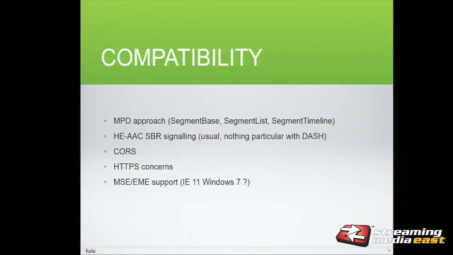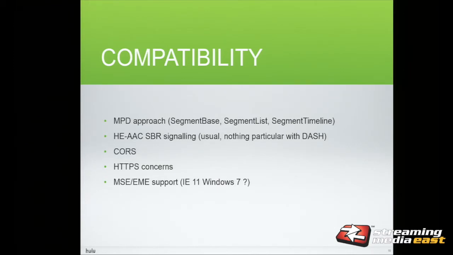Obviously, during integration, we encountered a couple of compatibility issues. The first one was the flavor of manifest that we were going to be using. We settled on segment-based, but we know that IE and Microsoft prefer segment timeline, and segment list is more the HLS type approach. There were some issues with HEVC, but that's not particular to Dash, except that I hope that Dash would actually make it clear how to signal HEVC.